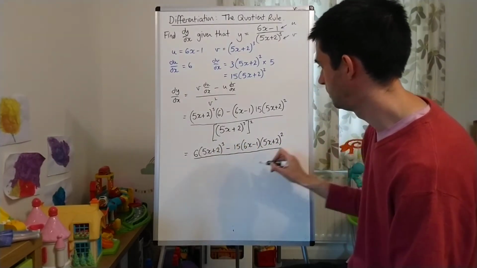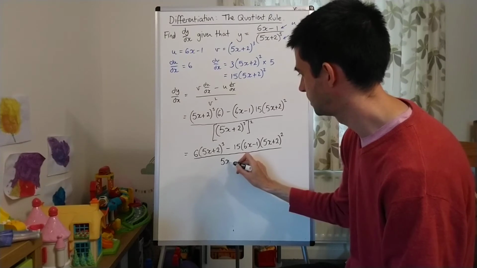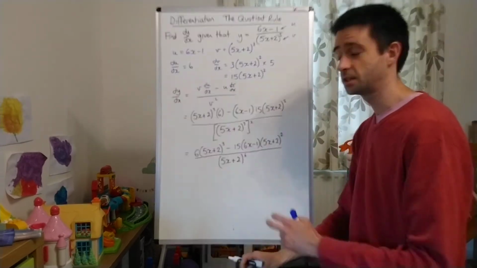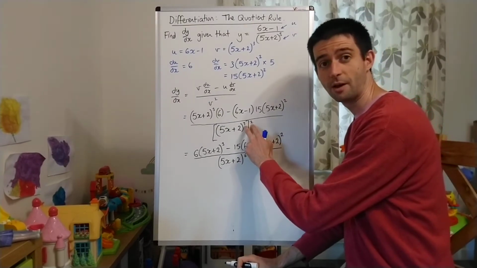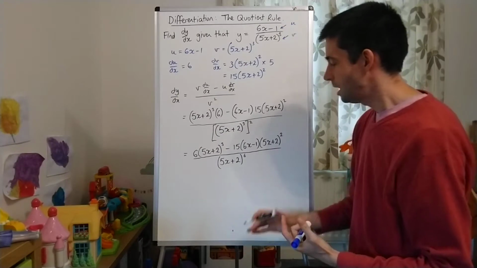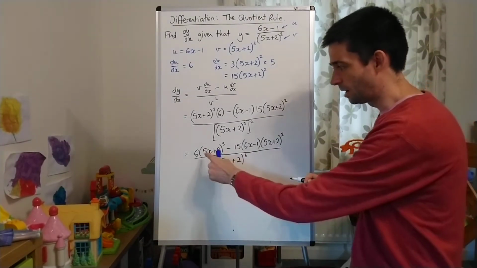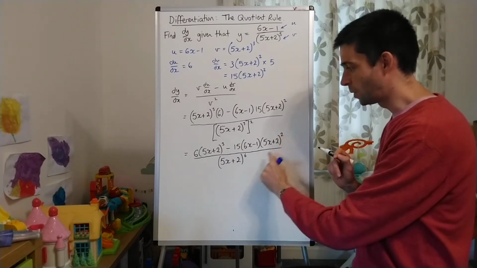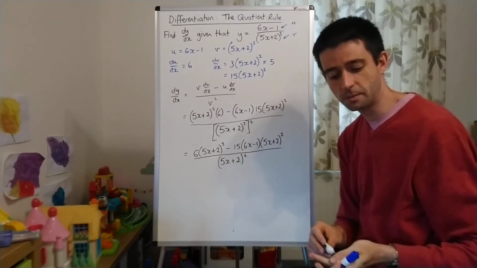That is all going to be over (5x plus 2) to the power of 6, because as you know, when you have powers either side of a bracket like this, you multiply. And now I need to look, okay, I've got (5x plus 2) cubed, I've got (5x plus 2) squared, and I've got (5x plus 2) to the power of 6.